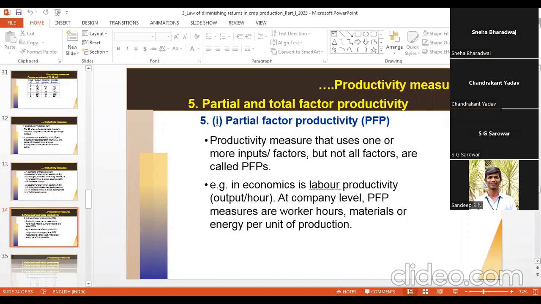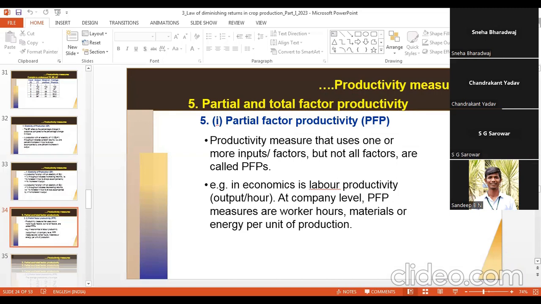Now, partial factor productivity. In a production process, you have seen there are a variety of variables, and some are fixed variables and some are not fixed. They are changing. So partial factor productivity is with respect to an individual variable. You can calculate separately. Suppose in a production operation, you have fertilizer, irrigation, seed, tillage, and so many inputs. At one particular point of time, you cannot calculate productivity of all the inputs together because their units are different and their rates are also different. So you cannot take all together. So we can do it one by one.